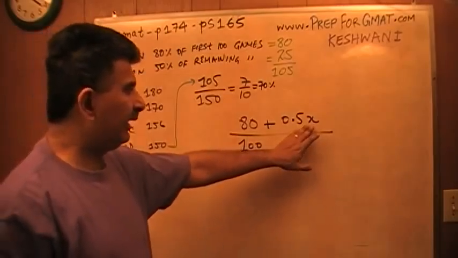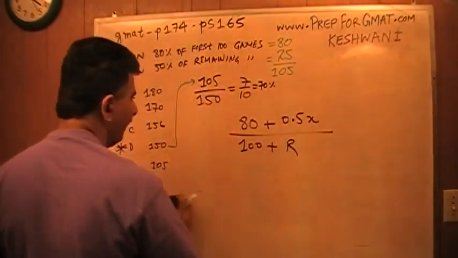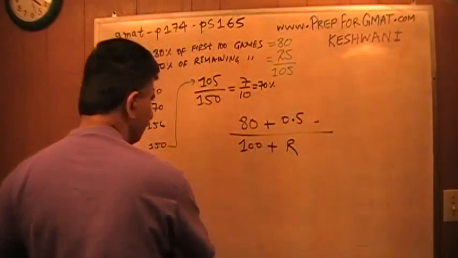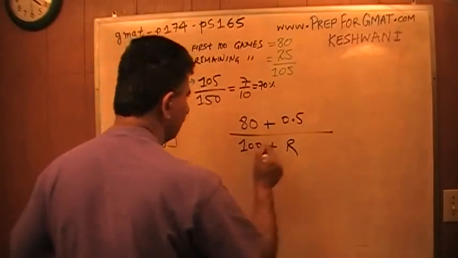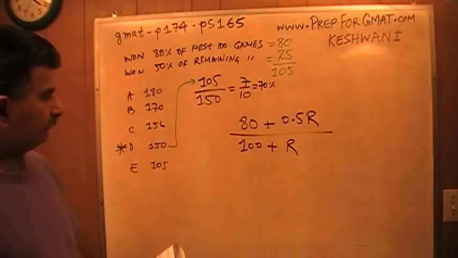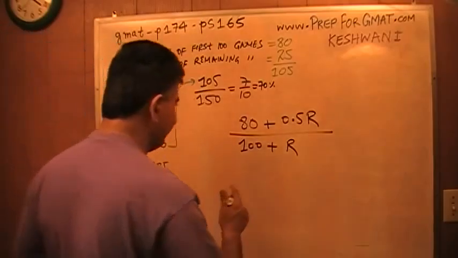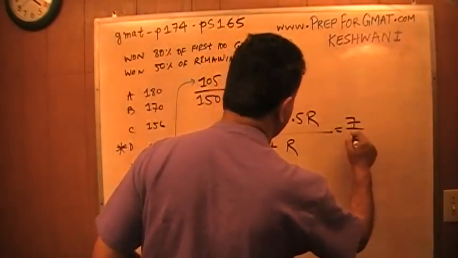If that is the number of remaining games they played, then the total number of games that they played, let's call it R instead of X, R for remaining games. There you go. And for that ratio, we are told that the overall total is 70%. This has to be 7/10.